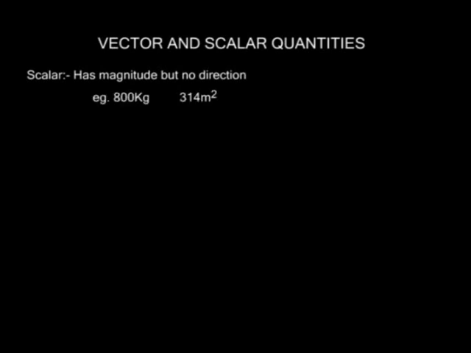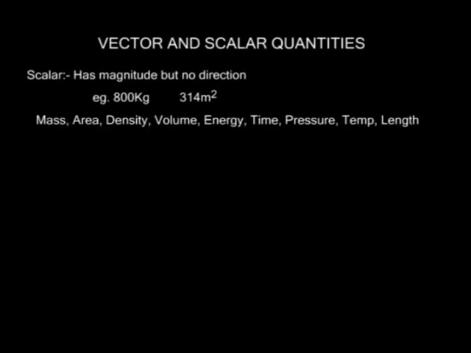Next is scalar and vector quantities. Now, a scalar is a quantity which has magnitude, that is size, but no direction. It can be specified by a number and a unit. If the mass of a car is 800 kilograms or the area of a circle is 314 centimeters squared, then the values represent the magnitude of mass and area respectively. The mass and area are scalar quantities. Other examples of scalar quantities are density, volume, energy, time, pressure, temperature, and length.